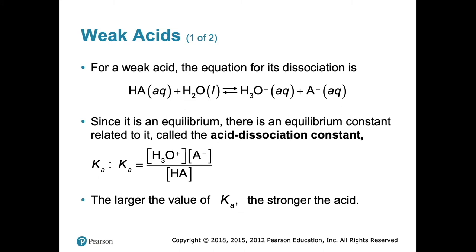When it comes to equilibrium expressions, we always have the products over what? Reactants, exactly. We always have the products over the reactants. So here, the products are the H3O and the A minus, and the reactant is the original acid. The larger the value of Ka, the stronger the acid. You'll see that most of these will have lower Kas because weak acids are not able to dissociate as well.